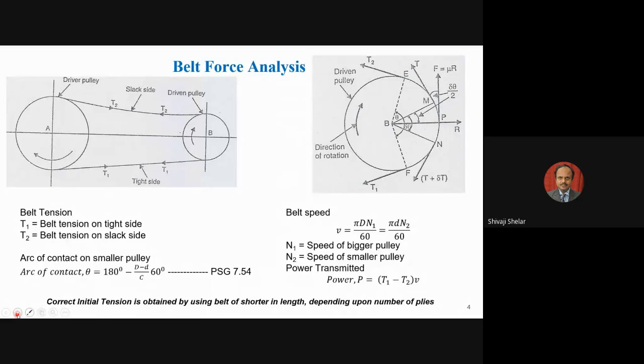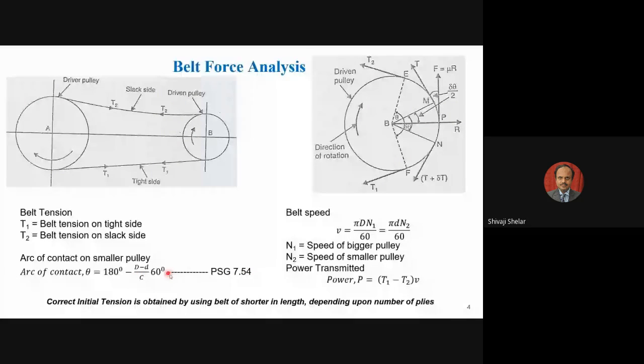Now that formula also I have given here. Arc of contact on smaller pulley. The arc of contact theta is equal to, since it is less than 180 degree normally, theta is equal to 180 degree minus (D minus d) into the bracket, upon capital C, into 60 degree. So this formula is taken from 7.54, but the actual theoretical formula is slightly different.